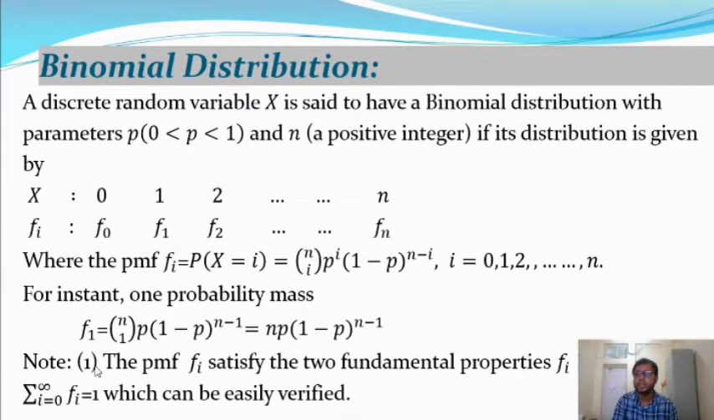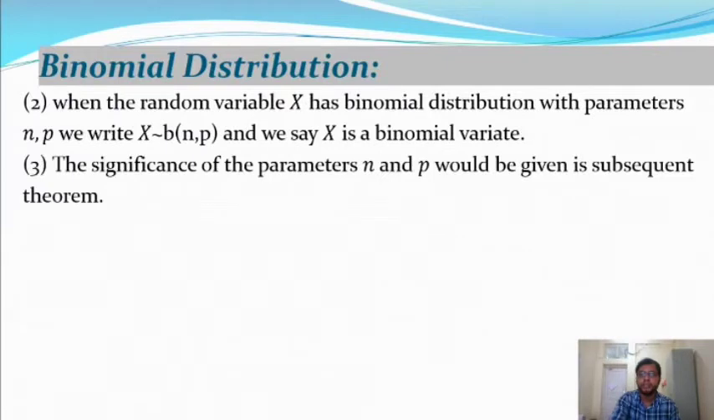So thus the probability mass function, that is PMF in short, f_i satisfies the two fundamental properties of a distribution function: f_i is greater than or equal to 0, and the summation over i equal to 0 to infinity of f_i is equal to 1, which can be easily verified. And I have already mentioned in the previous class, where the probability mass function f_i is given, f_i is always greater than or equal to 0, and the summation of f_i is equal to 1.